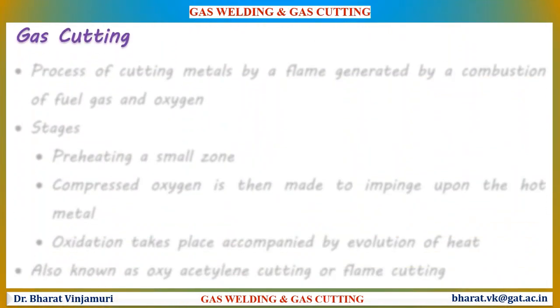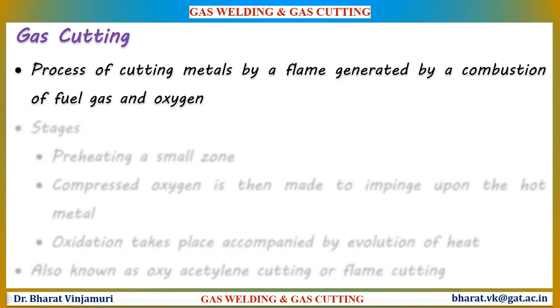Gas cutting is the most frequently employed thermal cutting process used for low carbon and low alloy steel plates and is often referred as flame cutting. Gas cutting can be used to cut steel up to 2 meters thickness. Gas cutting is a process of cutting metals utilizing a flame generated by the combustion of fuel and oxygen.